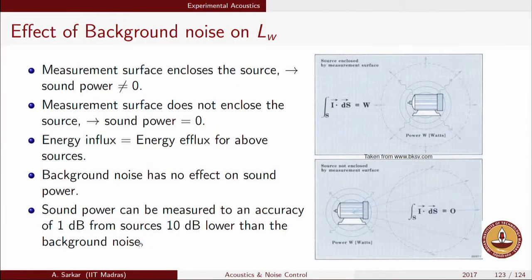Therefore, sound power can be measured to an accuracy of 1 dB from sources 10 dB lower than the background noise. This is pretty effective. This is not true for sound pressure; for sound pressure things are far more restrictive. Okay, so that is for the experimental acoustics, as I said.